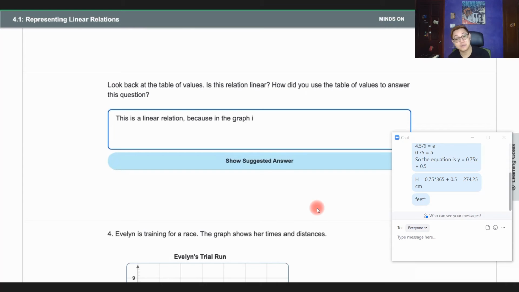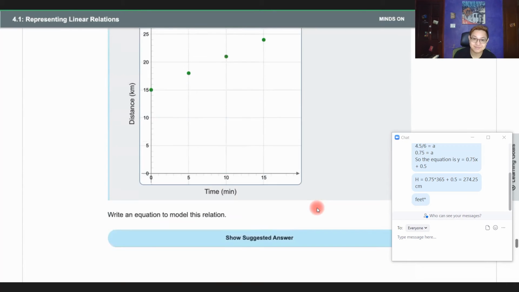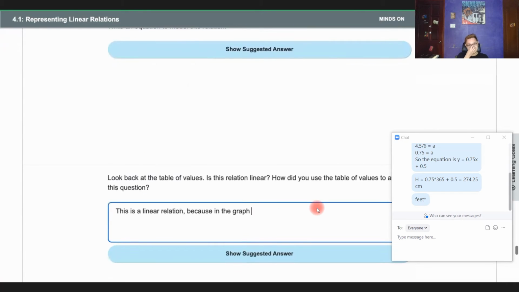Just look at the table, you can see if it's a line, it's linear. No need to do any calculation. Just look at the line, you see it's linear.